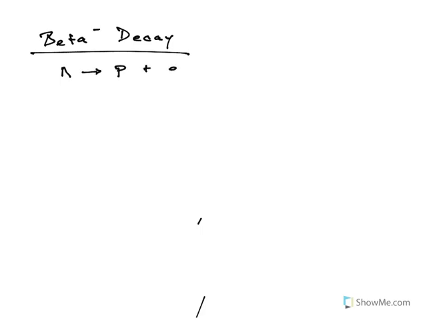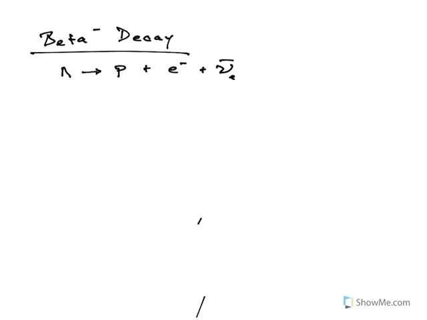Okay, so let's look at some examples and see if we can interpret what is going on here. Let's try a nice complicated one. Let's say we want to do beta minus decay. Now, if you remember what beta minus decay is, that is when you have a neutron turning into a proton plus an electron plus an antineutrino.